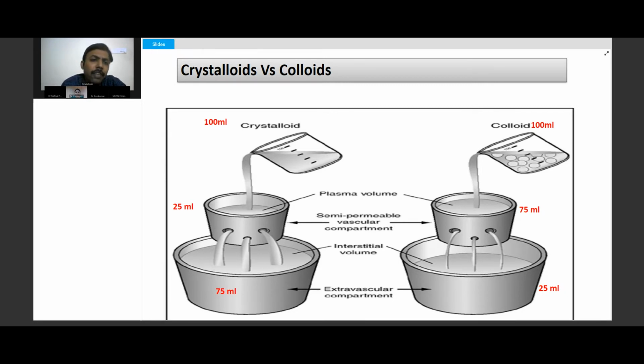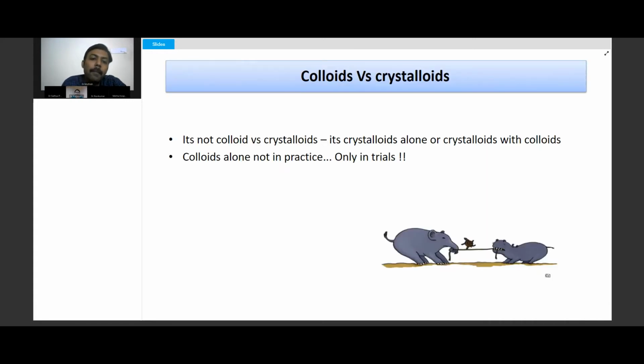And again, whether to give crystalloids or colloids, that's the next question, right? The colloids are supposed to retain better than crystalloids, but in clinical implication, is it so? In real practice, it's not colloids versus crystalloids. It is crystalloids alone or crystalloids with colloids, because we hardly use colloids alone in real practice. We try crystalloids first in shock, and only then we go for colloids. Colloids alone is used only in controlled trials for comparison.